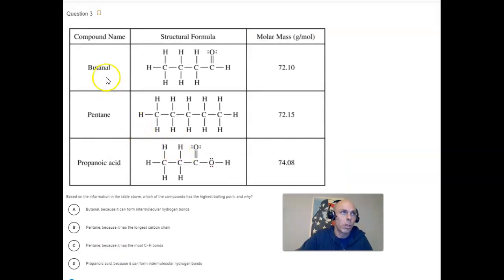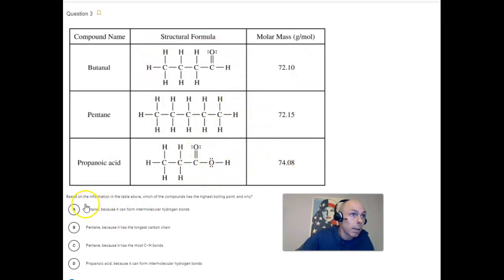All right, question 3. We've got butanal, pentane, and propanoic acid. You're not meant to know how to name these compounds, and if you saw this on a test, you'd say, great, those are cute names. Let's just take a look at these structures and their molar masses. Notice they all have fairly similar molar masses, but their structures are different.